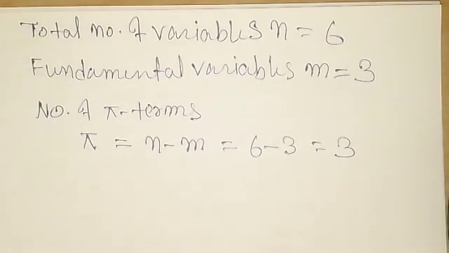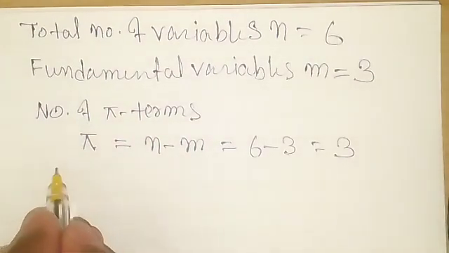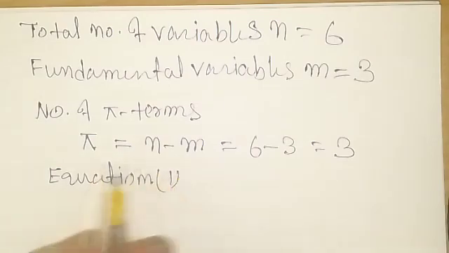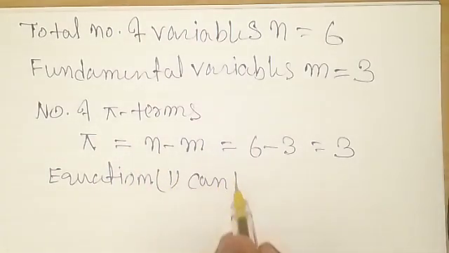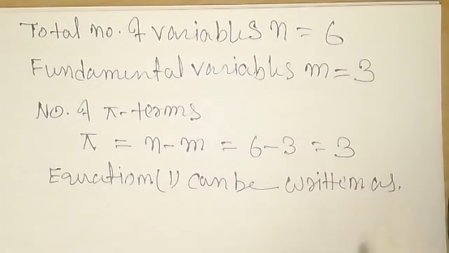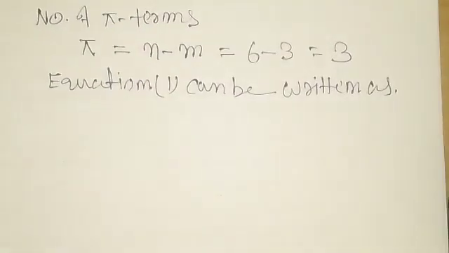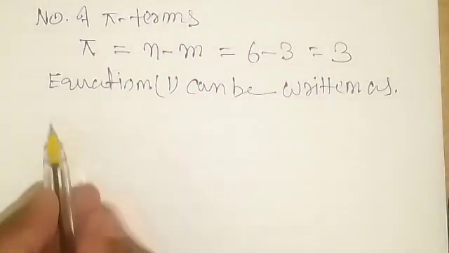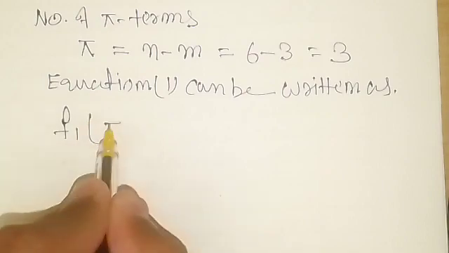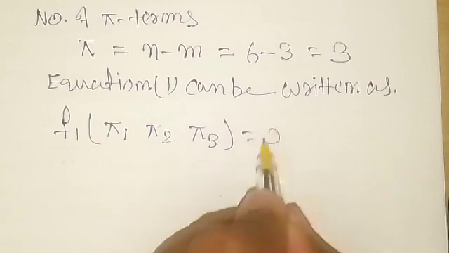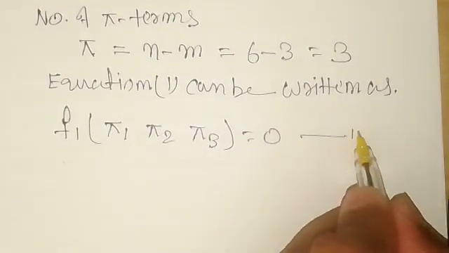So on the basis of that, equation 1 can be written as, why? Because all the variables we have converted into pi terms, and how many pi's did we get? We got 3 pi's, right? So equation 1 we can write in this format, that is f1 of pi 1, pi 2 and pi 3 is equal to 0. Let's say this is your equation 2.